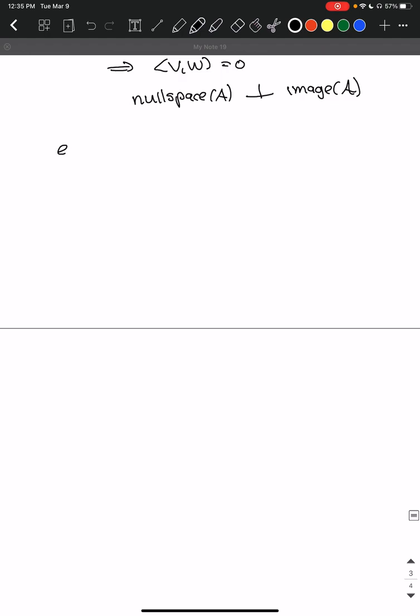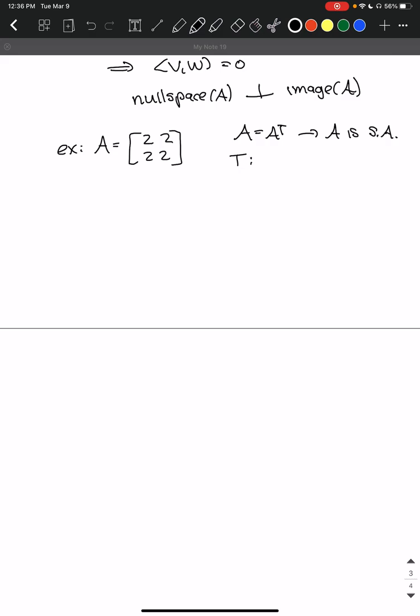Let's say A is equal to 2, 2, 2, 2. Okay, so I know it's not very elegant, but it is a symmetric matrix. So we know A is equal to A transpose. So A is self-adjoint. Let's go ahead and find the null space then.